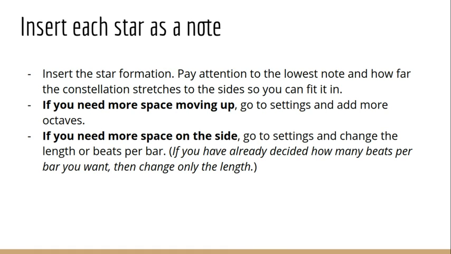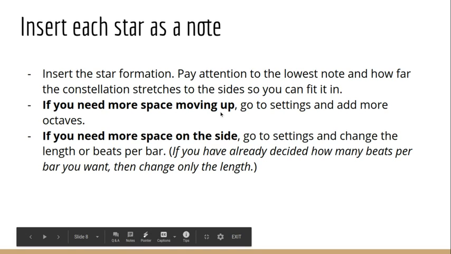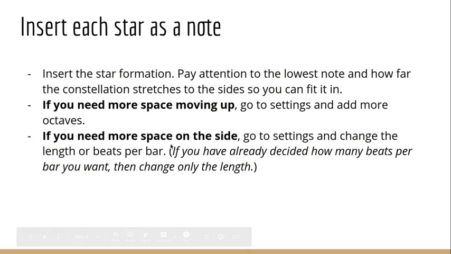Now you're going to insert each star as a note. So you want to pay attention to where the lowest note is and how far away the constellation stretches between stars so that you can make sure everything you do fits in there. If you need more space moving up, go to settings and add more octaves. If you need more spaces on the side, go to settings and change the length or the beats per bar.